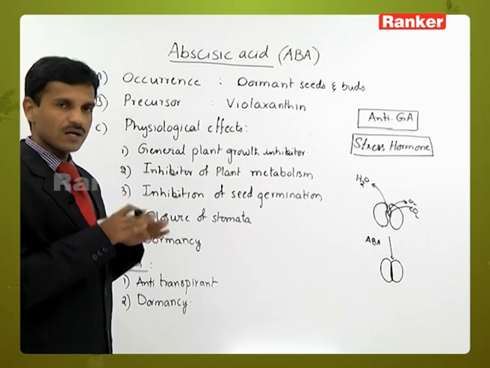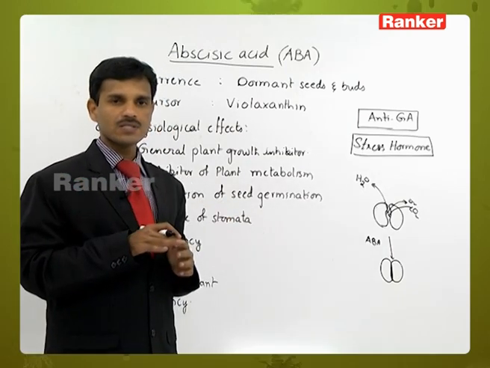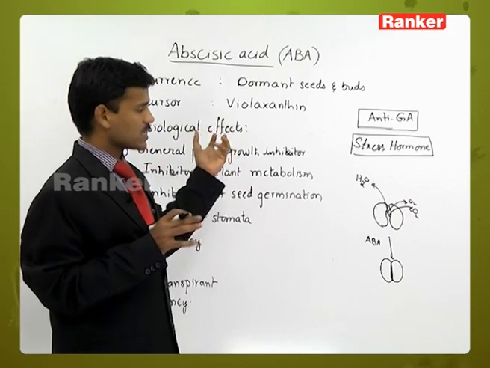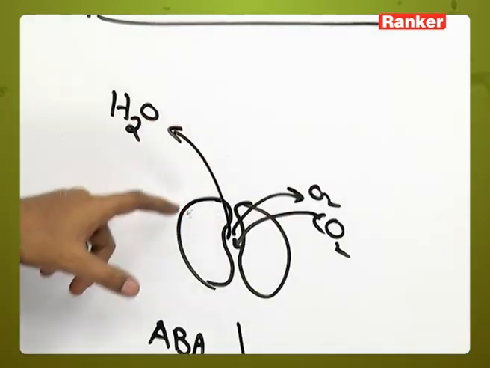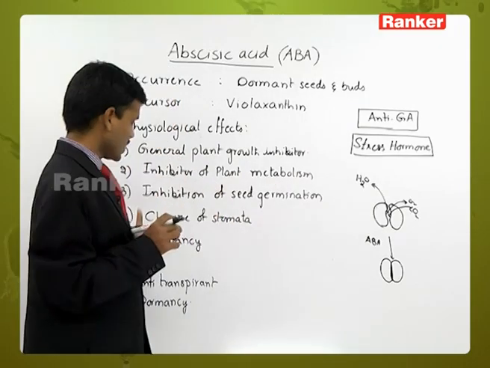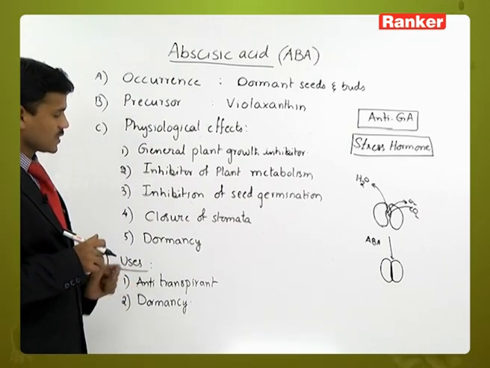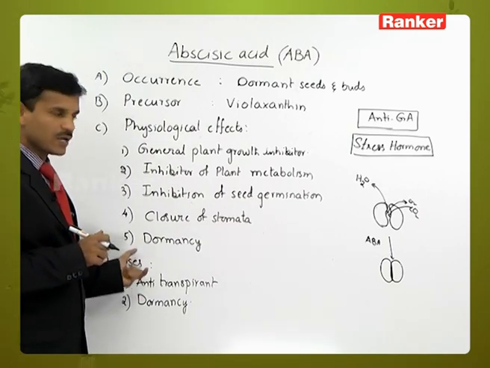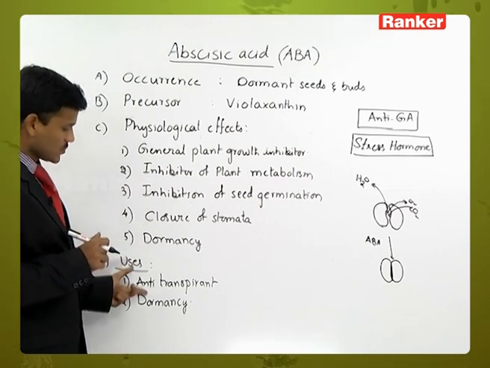Some chemicals form a thin layer on the leaves or on the aerial parts of the plant body. So gaseous exchange takes place normally, but the evaporation of water is prevented. So generally abscisic acids are used as anti-transpirants. Naturally, in the plant body it is produced under water scarce conditions, stress conditions.